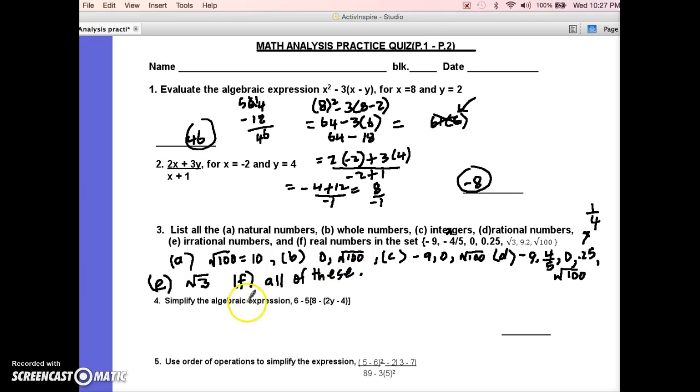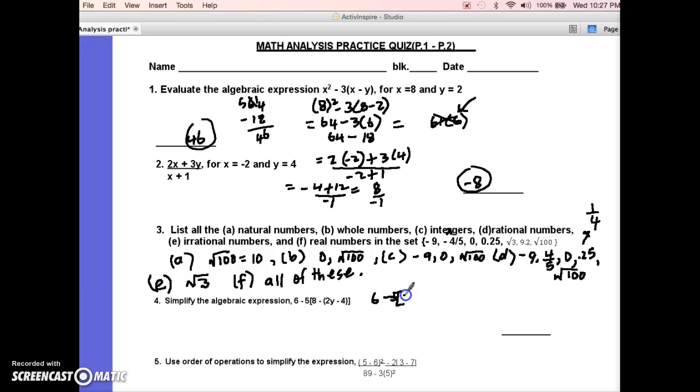All right. Then we go to simplifying the algebraic expression. This one would be 6, and we're going to go by the order of operation. So we'll do the inner parentheses first. So I'm going to leave the outer parentheses. Got my 5. 5 should be here.